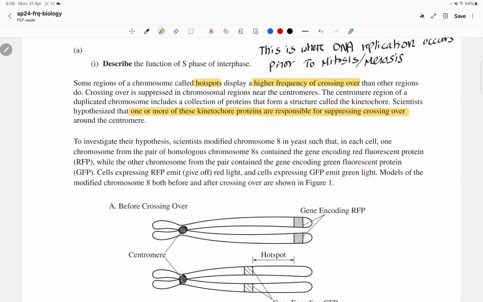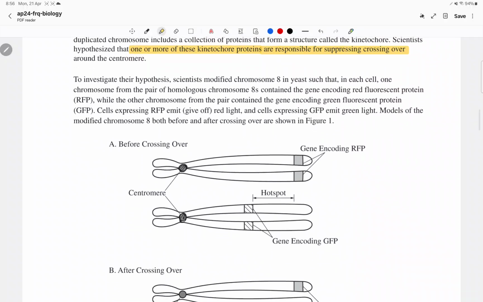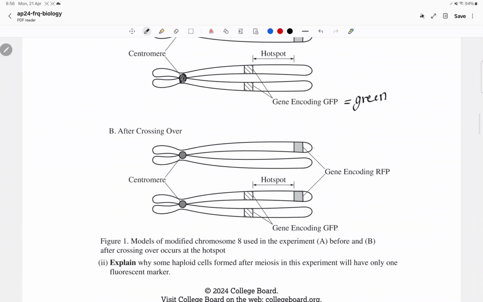Now, to investigate their hypothesis, the scientists modified chromosome 8 in yeast. So right now we're dealing with yeast, with chromosome 8 to be specific, so that if you have a pair of homologous chromosomes, which means you have 4 chromatids, okay, some will contain the ability to emit red, and some will contain the ability to emit green. But this is before the crossing over. After the crossing over, one chromatid gives you the red, one gives you nothing, one gives you red plus green, and one gives you green alone.